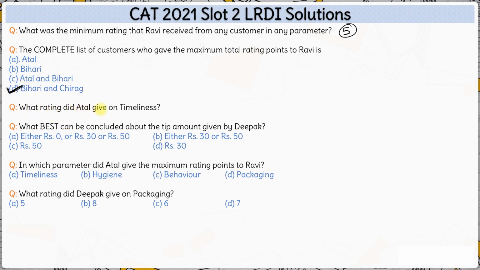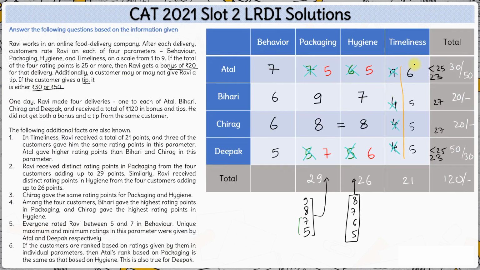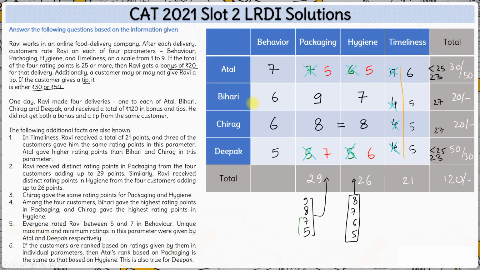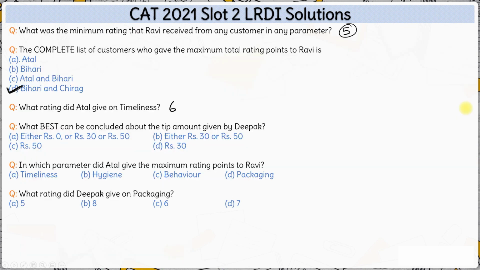Next, what rating did Atal give on timeliness? For timeliness, Atal gave a rating of 6 points. So this is 6 here. What best can be concluded about the tip amount given by Deepak? So Deepak gives a tip amount of either 50 rupees or 30 rupees. So one of these two possibilities. So the tip amount should be either 30 or 50 rupees, option B.